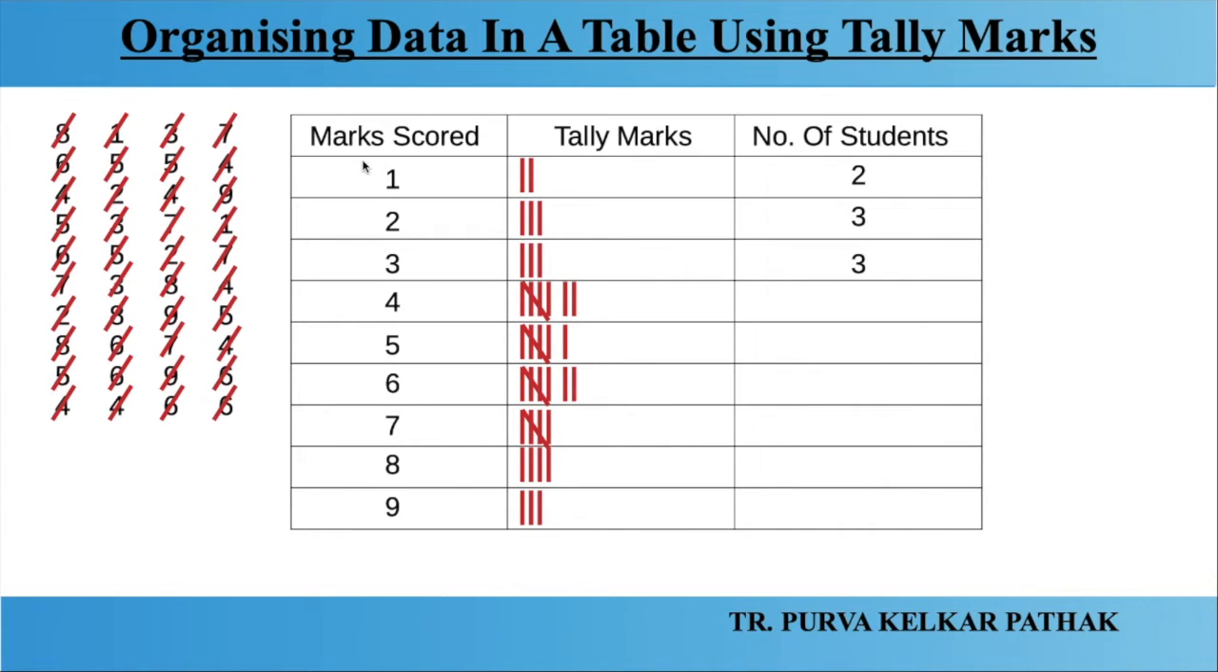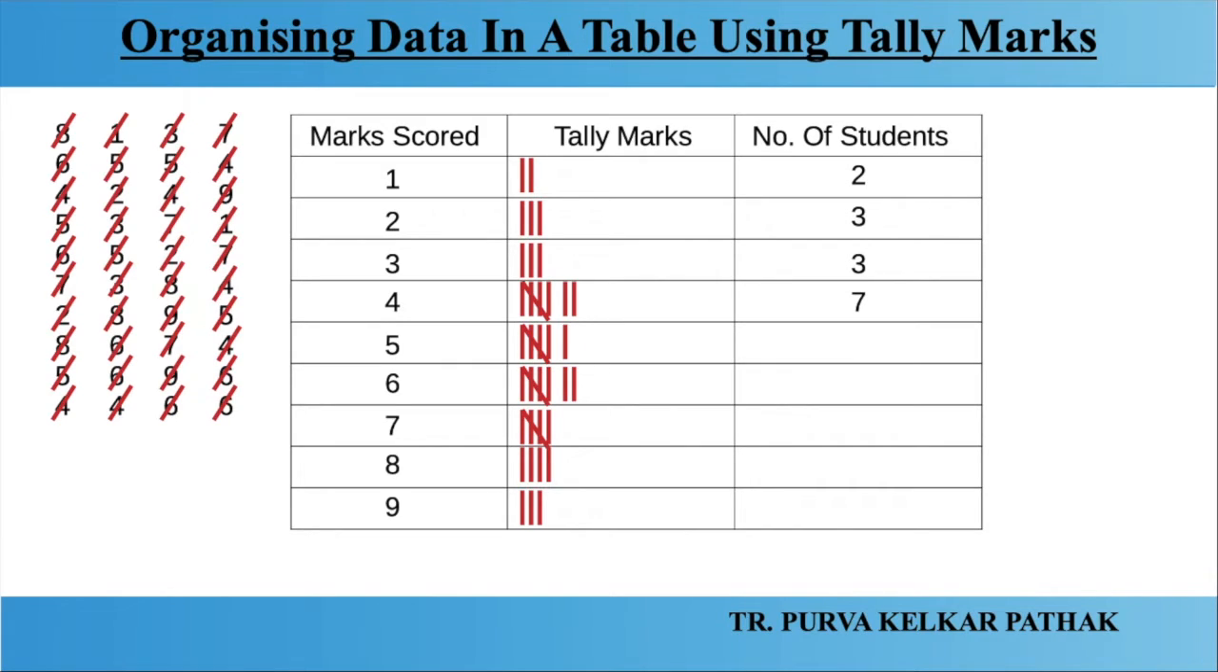How many students have scored 4 marks in the test? Let us count. 1, 2, 3, 4, 5, 6 and 7. 7 tally marks are marked against the marks scored 4. This means that 7 students have scored 4 marks in the mathematics test.